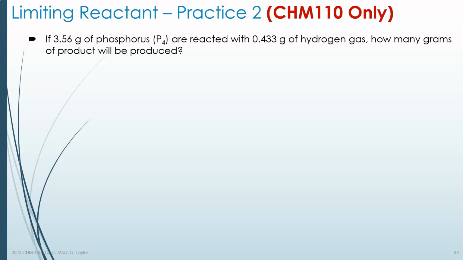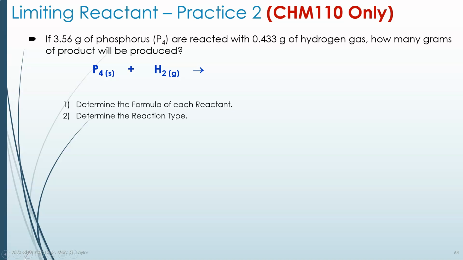Now, I'm going to have to tell you what the product is because this is not something you could guess with the knowledge that you have from these courses. But let's look at this problem anyway. So first you have to determine the formula of each reactant. Well, I've given you the formula of the phosphorus, P4, and hydrogen gas you already know is H2. So that's pretty straightforward. Second, you have to determine the reaction type.